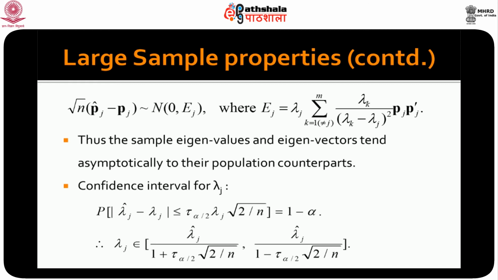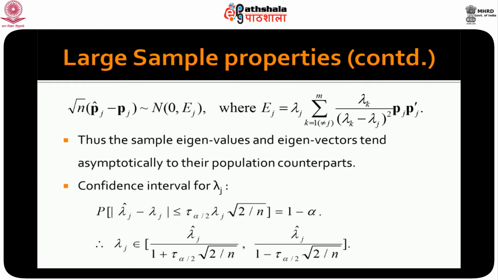So notice that lambda j hat is normal with mean lambda j and variance 2 lambda j square by n. Therefore, the probability that the modulus of lambda j hat minus lambda j is less than or equal to tau alpha by 2 lambda j into root over 2 by n is equal to 1 minus alpha. Now what does this imply?